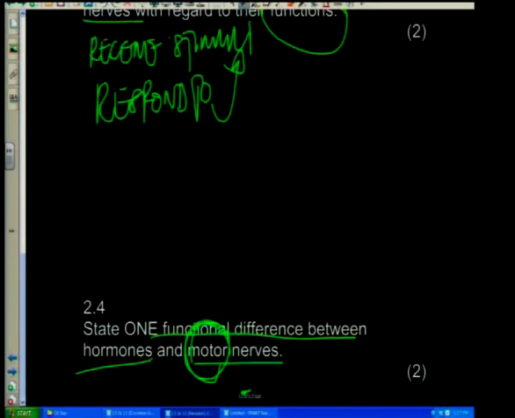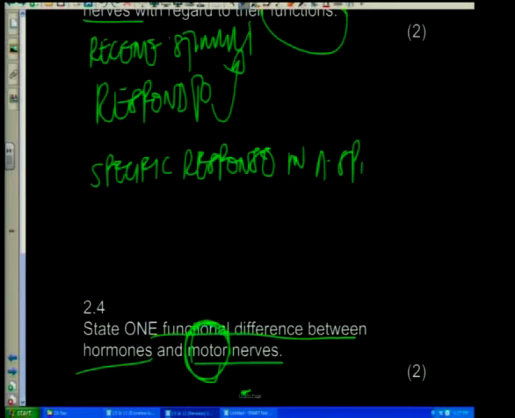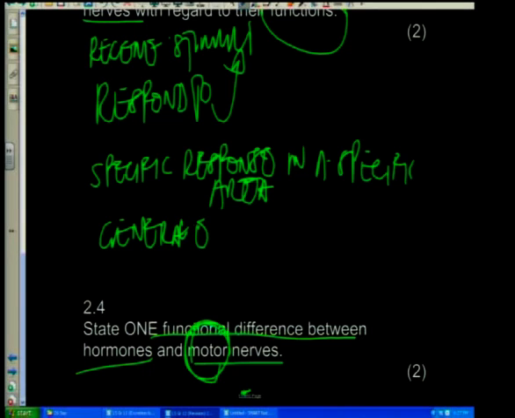A motor neuron, first of all, has a specific response in a specific area, whereas the hormones have general effects throughout the body.